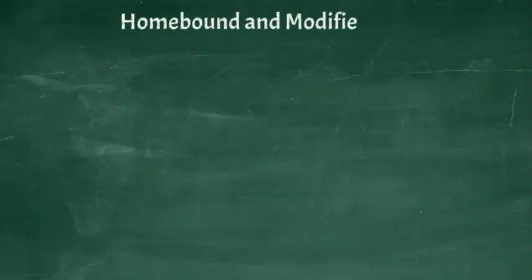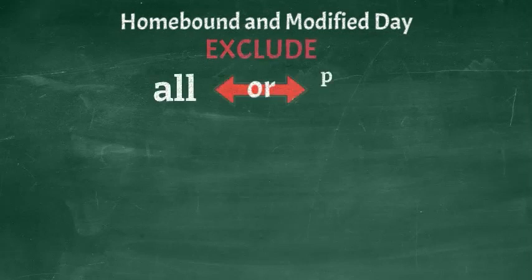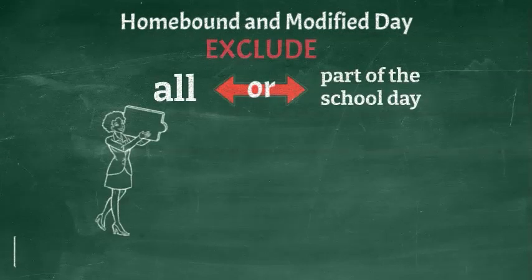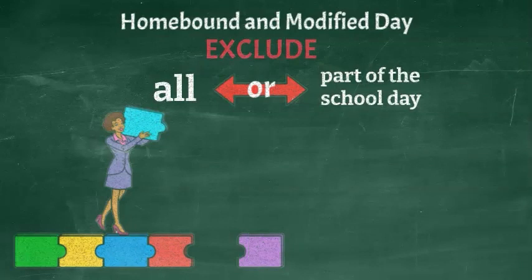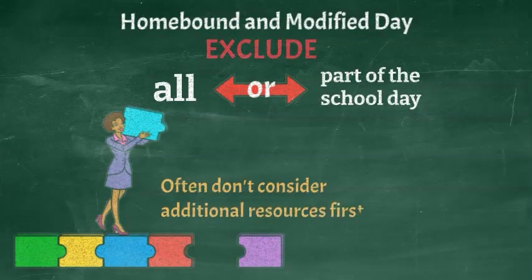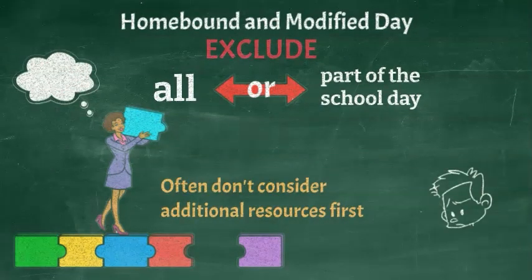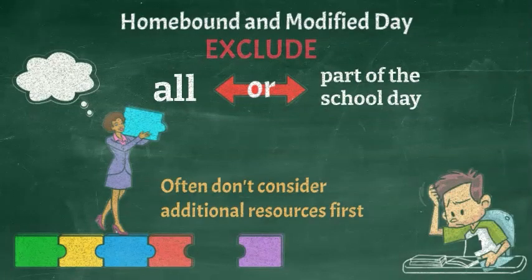Homebound and modified day placements exclude children from all or part of the school day. The decision to place a student on homebound or modified day is often made without first considering what additional resources the school could provide or access to help address the child's unique needs in the school setting.